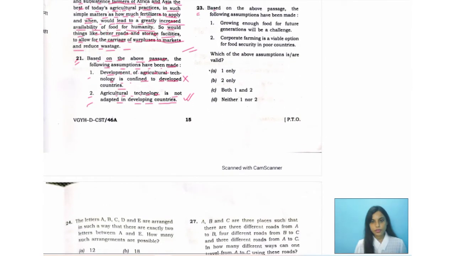Number 23 says, based on the above passage, the following assumptions have been made. Now, number 1 says, growing enough food for future generations will be a challenge. And number 2 says, corporate farming is a viable option for food security in poor countries. Of course, the first point we have come across in the paragraph, but the second point is not there. So we are going to choose option A, that is number 1 only, as the correct answer. All right, let's move over to question number 24.